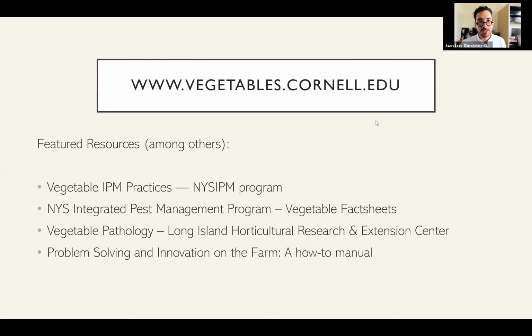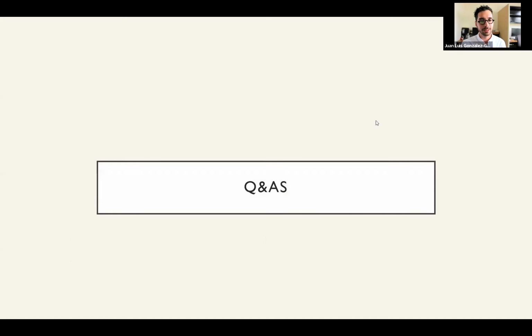I am showing here again the website of the Cornell Vegetable Pathology. There are many resources that you can find in this website if you can take note of it. Just beyond the vegetable disease fact sheets, you can find IPM practices, you can find other resources for vegetable pathology, as well as manuals about how to properly farm. With all of that, I'm open to questions. Thank you very much.